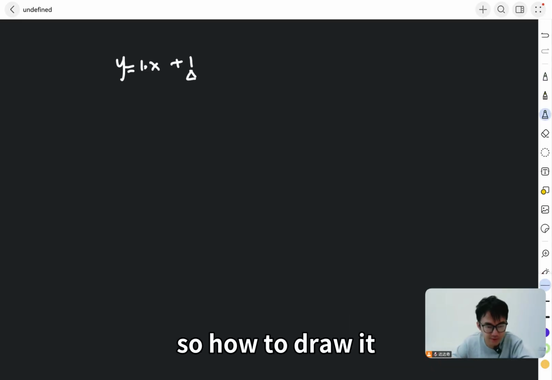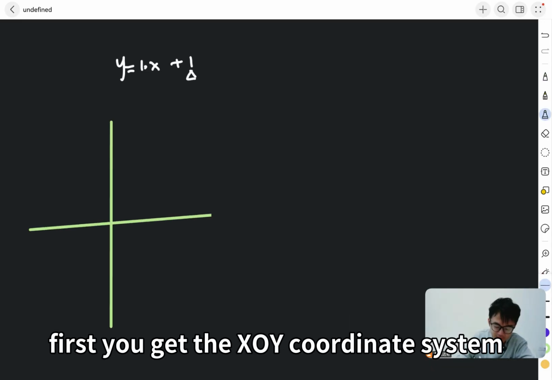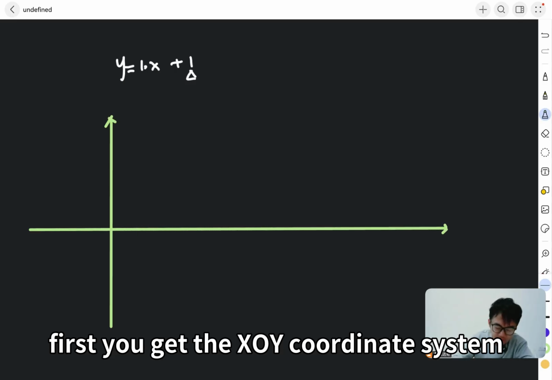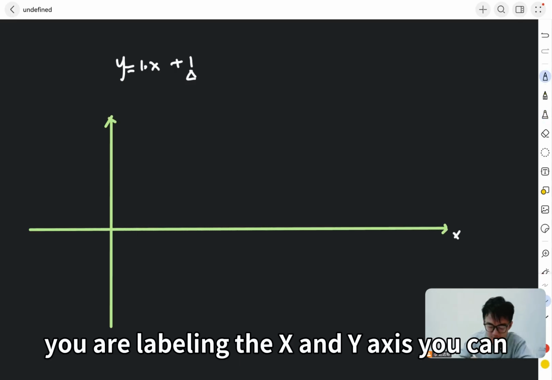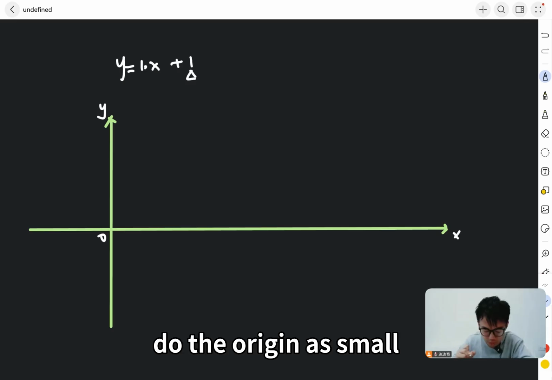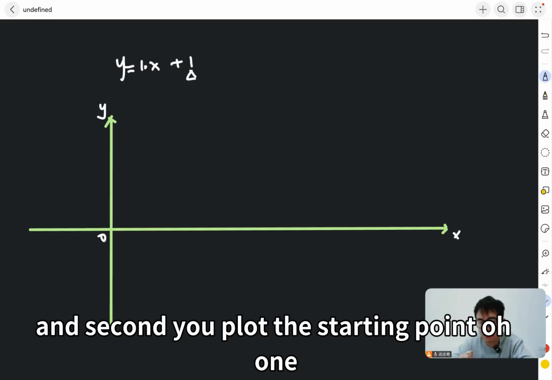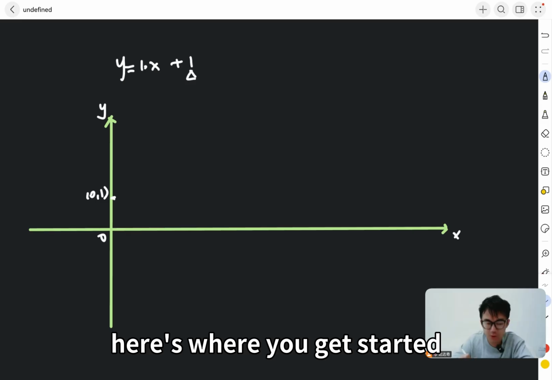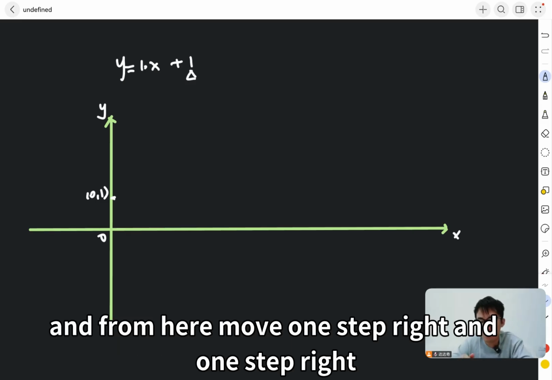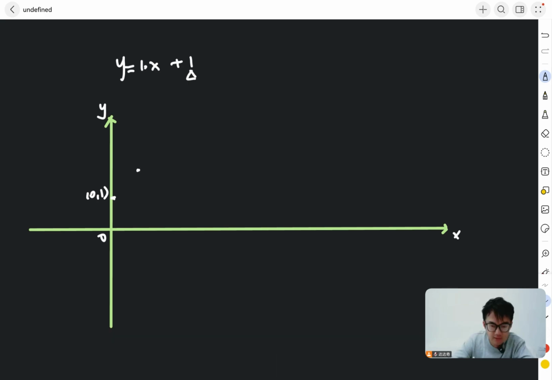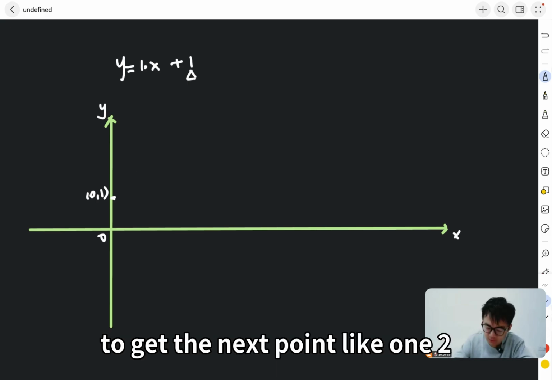So how to draw it? First, you get the x-y coordinate system. You label the x and y axes and the origin as well. And second, you plot the starting point 0,1. Here's where you get started. And from here, move one step right and one step up to get the next point, like 1, 2.